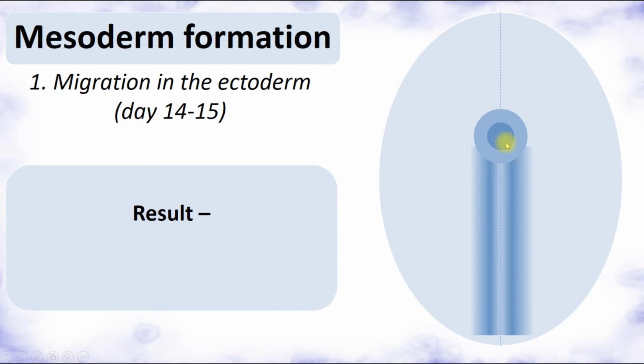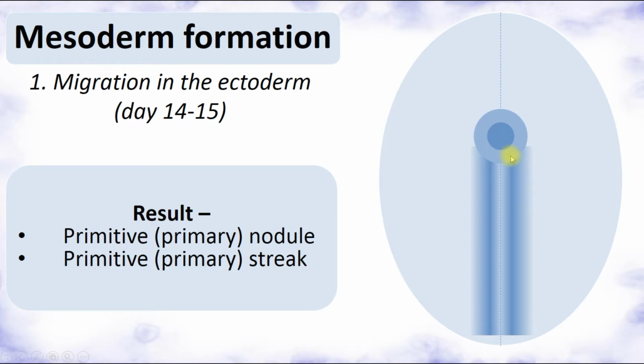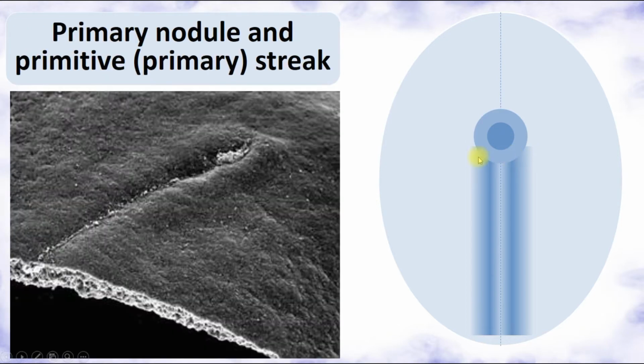So the result of migration in the ectoderm is formation of the primitive or primary nodule and formation of the primitive or primary streak. And here we can see the primitive streak or primary streak and nodule. Here we can see them. It's the ectoderm of the embryo and its streak and nodule. And look here, this streak has two dense spots on two sides and also it has a groove inside. It's the primary or primitive groove inside the streak. It's located on the midline of the embryo.